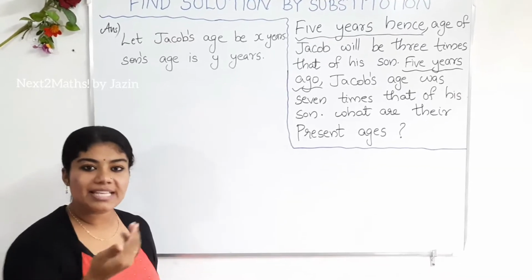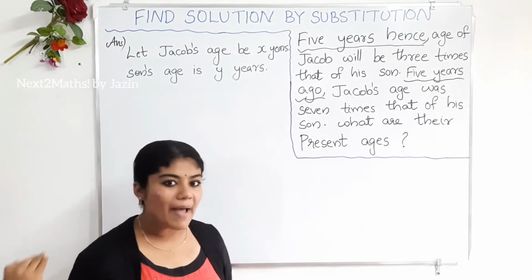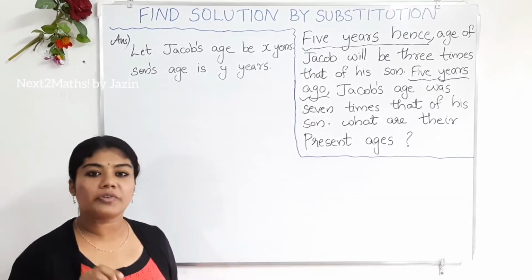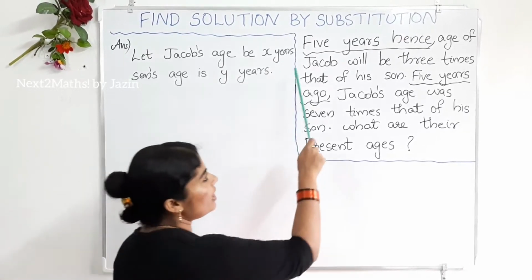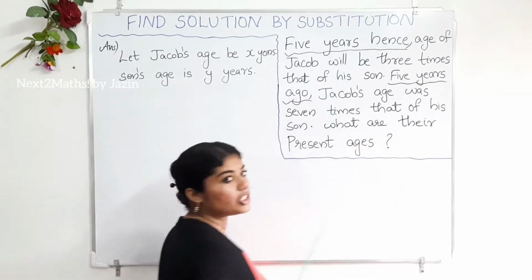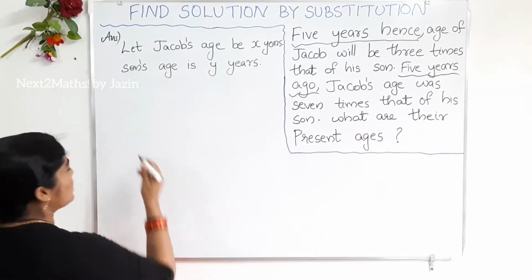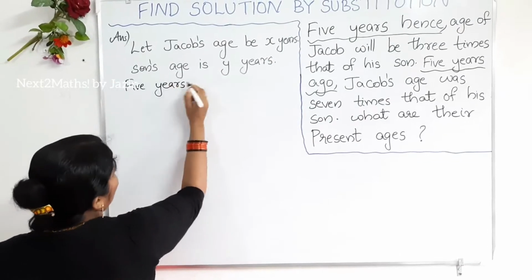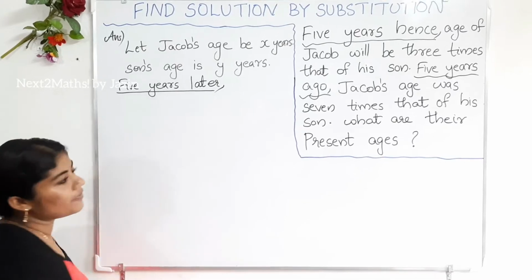So if it is 5 years hence, it means after, so you have to add. And 5 years ago means going years back, so you have to do minus 5. So coming back to the question, 5 years hence means x plus 5. What is the age of Jacob? We wrote Jacob's age is x. So 5 years hence, we can write here, 5 years later. Hence means later.